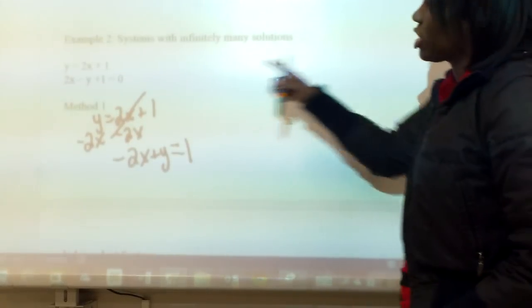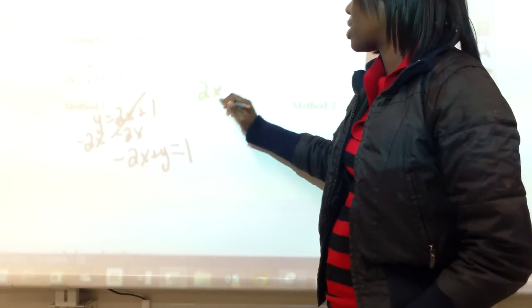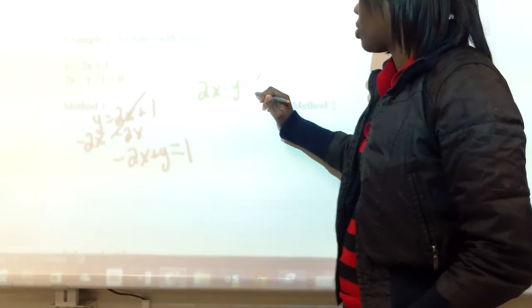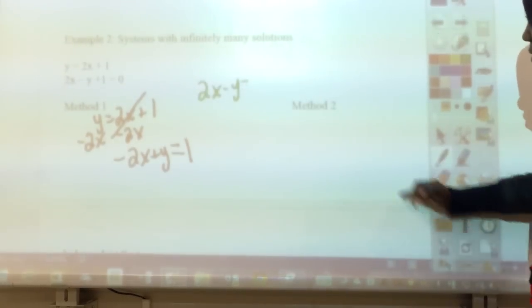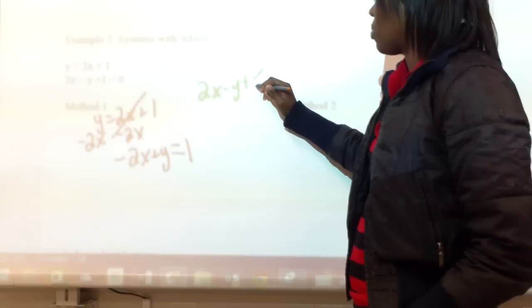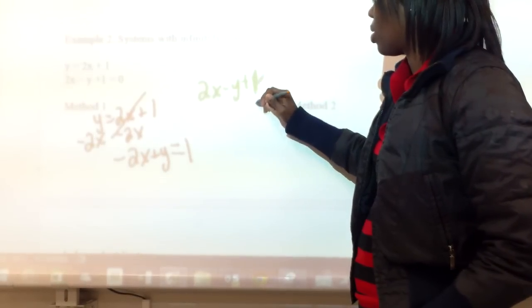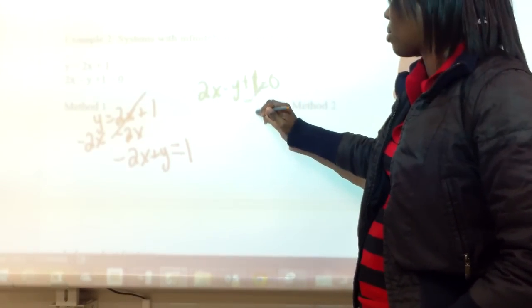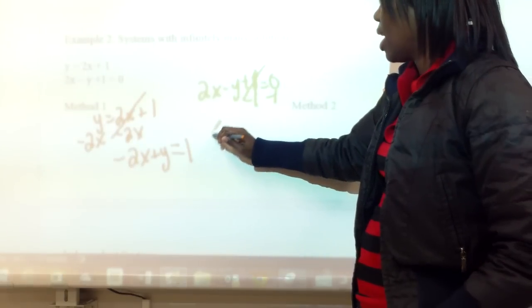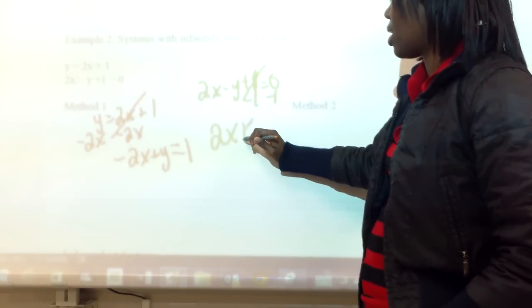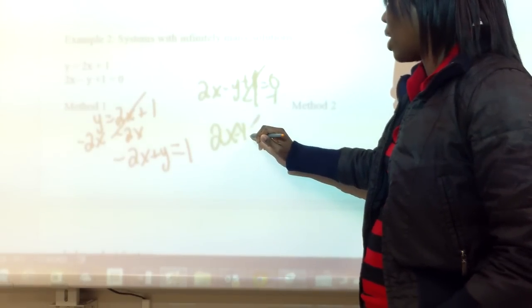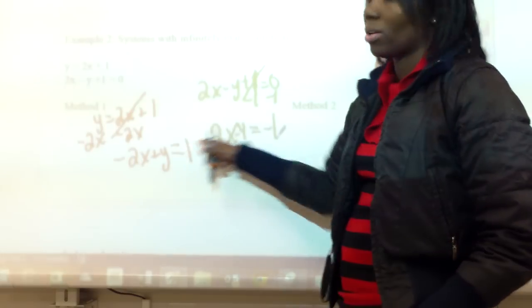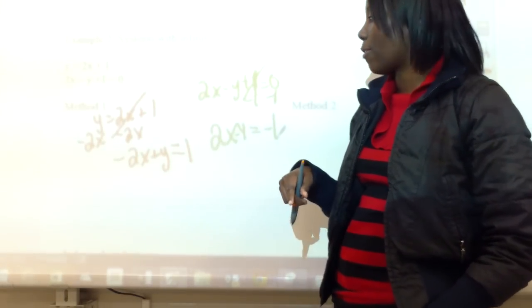Then on that second equation, if you look at it, it's 2x minus y plus 1 equals 0. And so to get it in standard form, I need to move the 1 to the other side. So I'm going to subtract 1 on both sides. And so that one ends up being 2x minus y equals negative 1. And so both of the equations are in standard form.